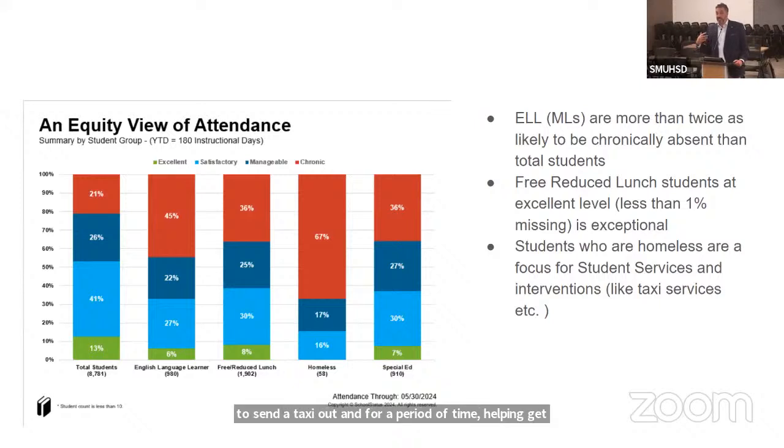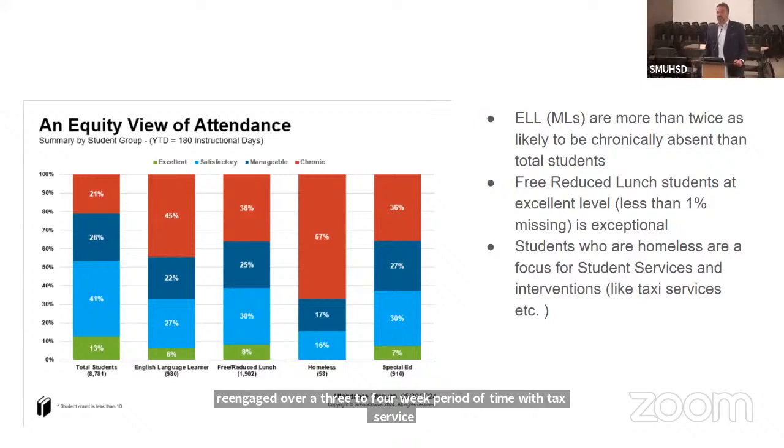We know that if we could break a cycle of truancy, of absenteeism, that it helps for the long term. So getting a student re-engaged over a 3 to 4 week period of time with taxi service help. We don't do it for the entire year, but we do it for short periods of time to show some improvement.